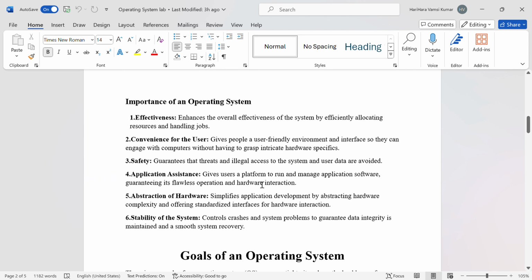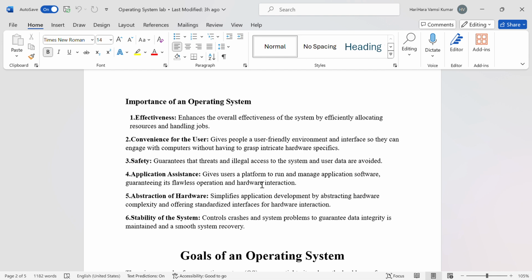The second topic is the importance of an operating system. In the importance of an operating system, we have six subpoints. One is effectiveness. In effectiveness, it enhances the overall effectiveness of the system by efficiently allocating resources and handling jobs.